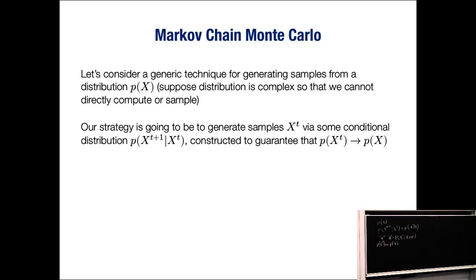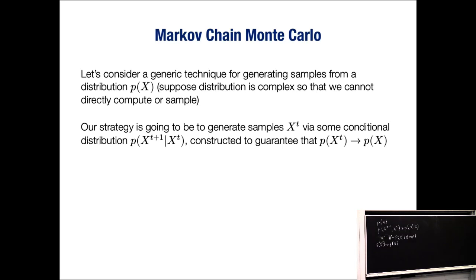So I have some procedure where I'm going to constantly resample some random variable according to some distribution p here. And if I keep repeating this process, p depends on the last value too. I'll soon give some examples of this that hopefully clarify it a little bit. But if I repeat this process, I'll eventually be drawing samples from my target distribution.